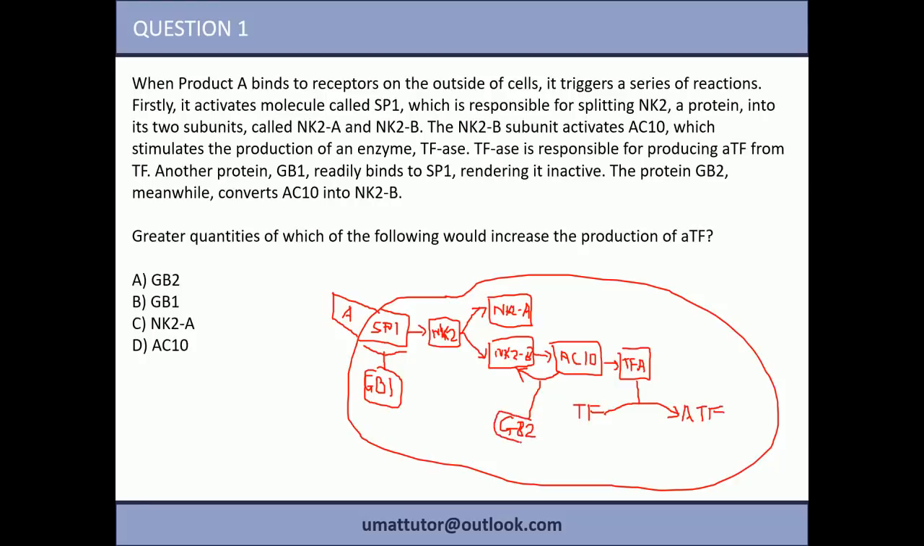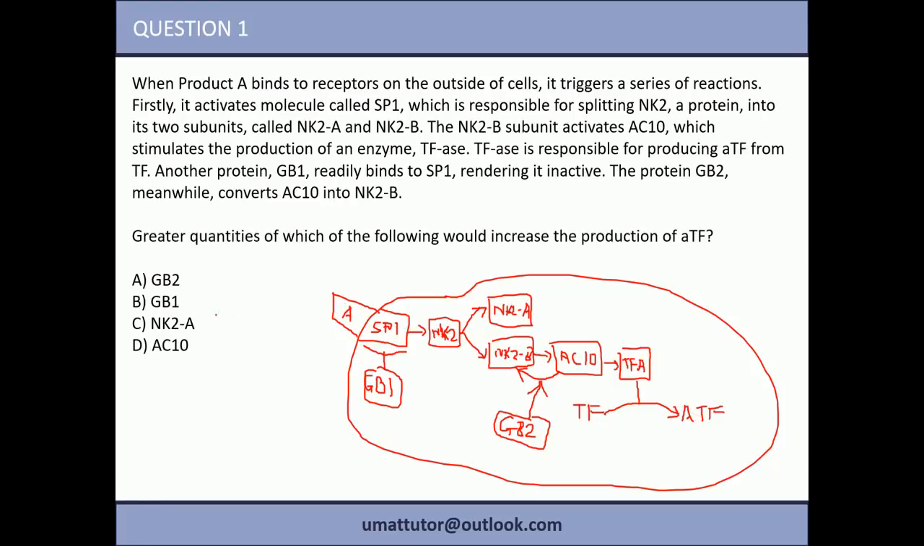It might take a minute or two to sketch up, but once you've got that, it makes this question and any subsequent questions much easier and simpler to do. So the question is, greater quantities of which of the following would increase the production of ATF? Have a look where ATF is. It's right at the end here. You can see that it's downstream, as I like to say, right here on the right, having been the end product of all of these reactions coming downstream.